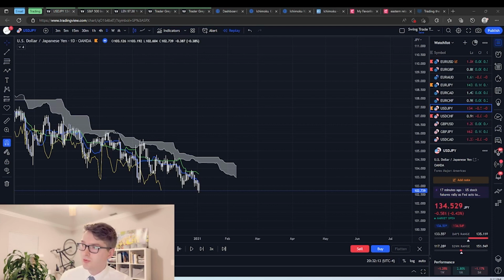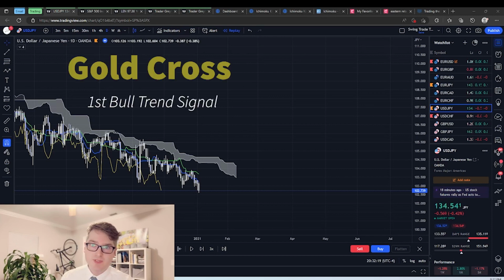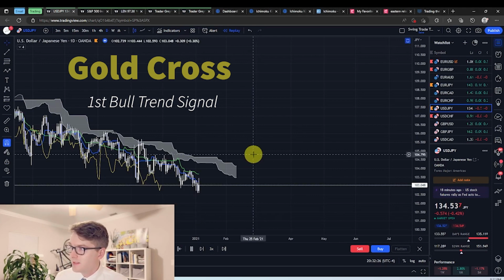And now I'm going to show you using the TradingView replay tool, the first signal, which is called a gold cross, and this happens between Tenkan-sen and Kijun-sen when they cross over each other. So let's hit the play button and see.